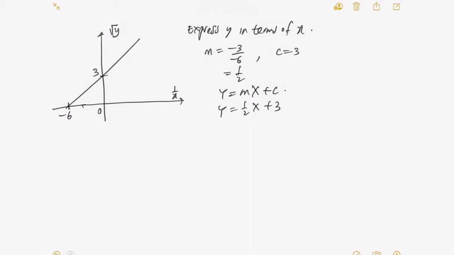But if I want to find y in terms of x, I need to replace the big Y. Remember, big Y is the variable on your y-axis, root y. Replace my big X with, in this case, 1 over x, right? So we can write this as root y equals 1 over 2x plus 3. To make y the subject, I just square both sides, so you get y equals (1 over 2x plus 3) squared. Okay, so this is one example.